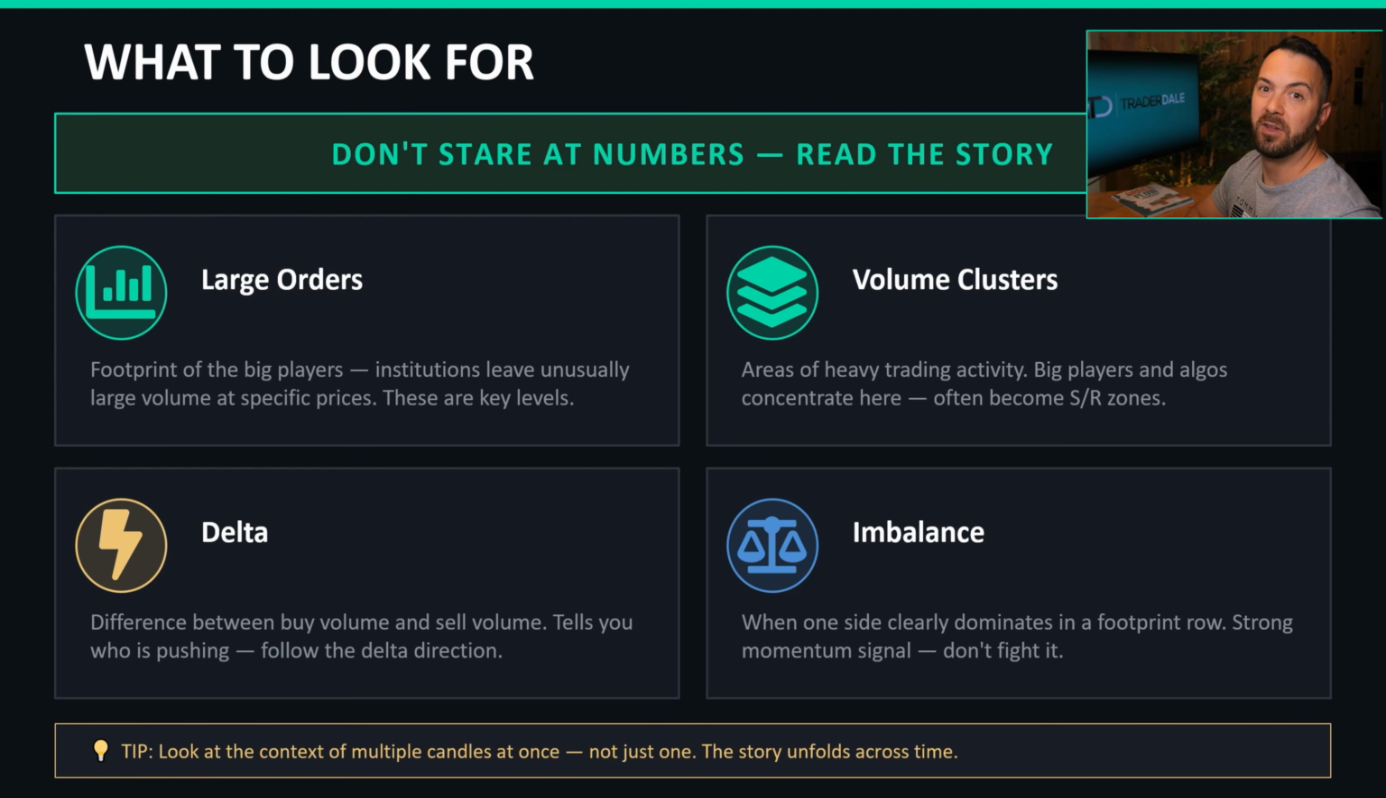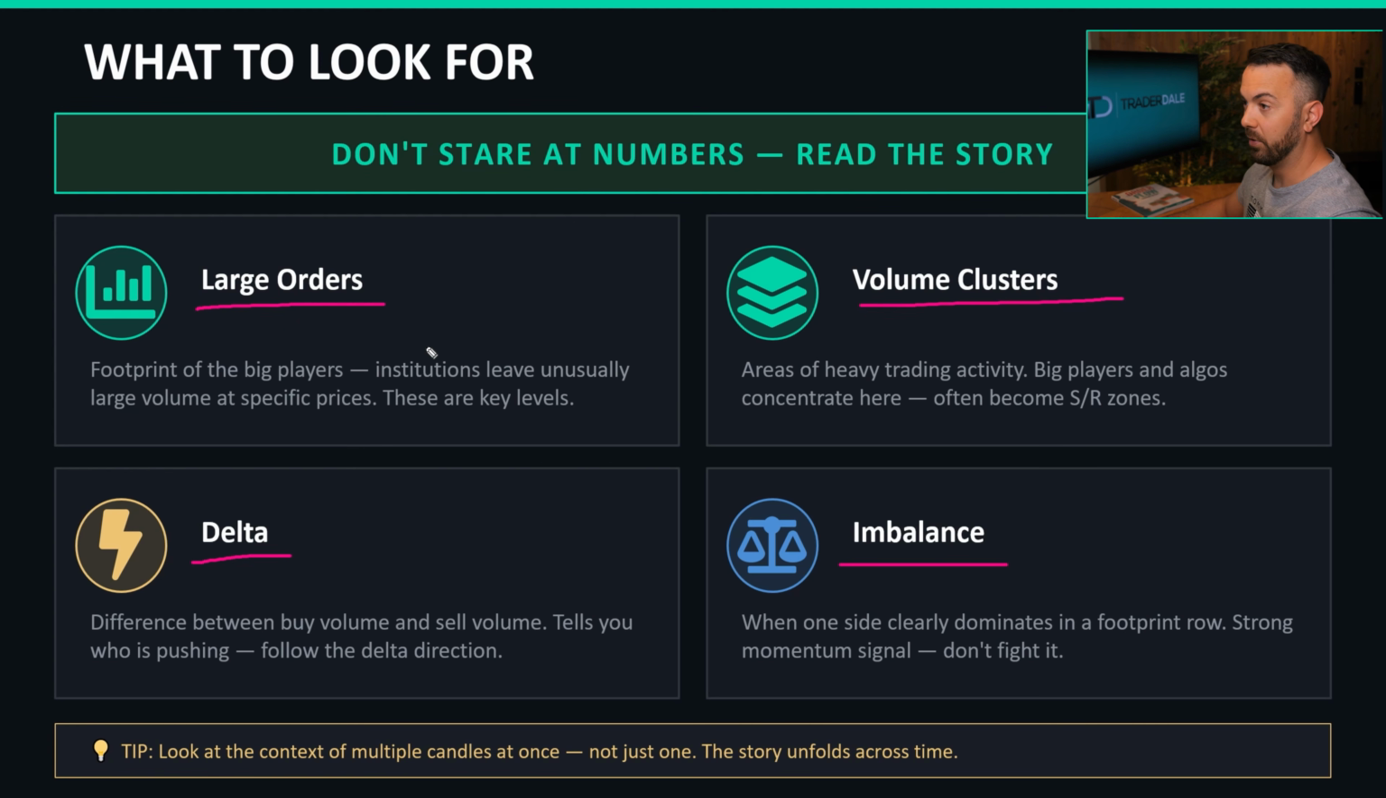But order flow is not about reading all the numbers. It's about spotting certain things. And there are 4 major things that will make reading order flow way easier. And those 4 things are reading the large orders, volume clusters, looking at delta, and imbalances.